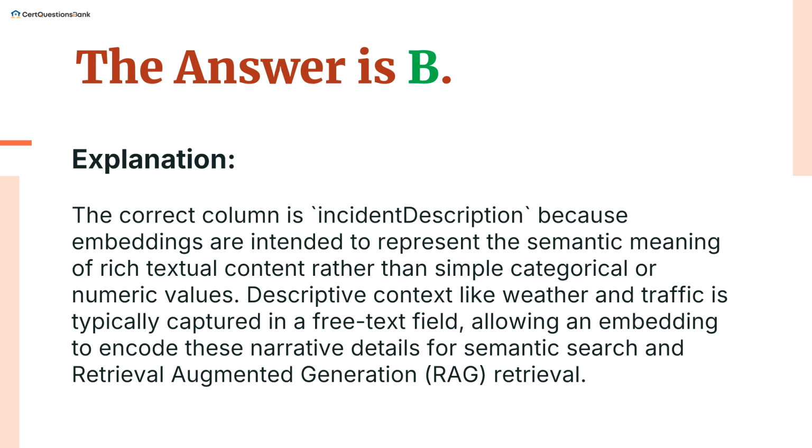The correct column is "incident description" because embeddings are intended to represent the semantic meaning of rich textual content rather than simple categorical or numeric values. Descriptive context like weather and traffic is typically captured in a free text field, allowing an embedding to encode these narrative details for semantic search and retrieval augmented generation (RAG) retrieval.